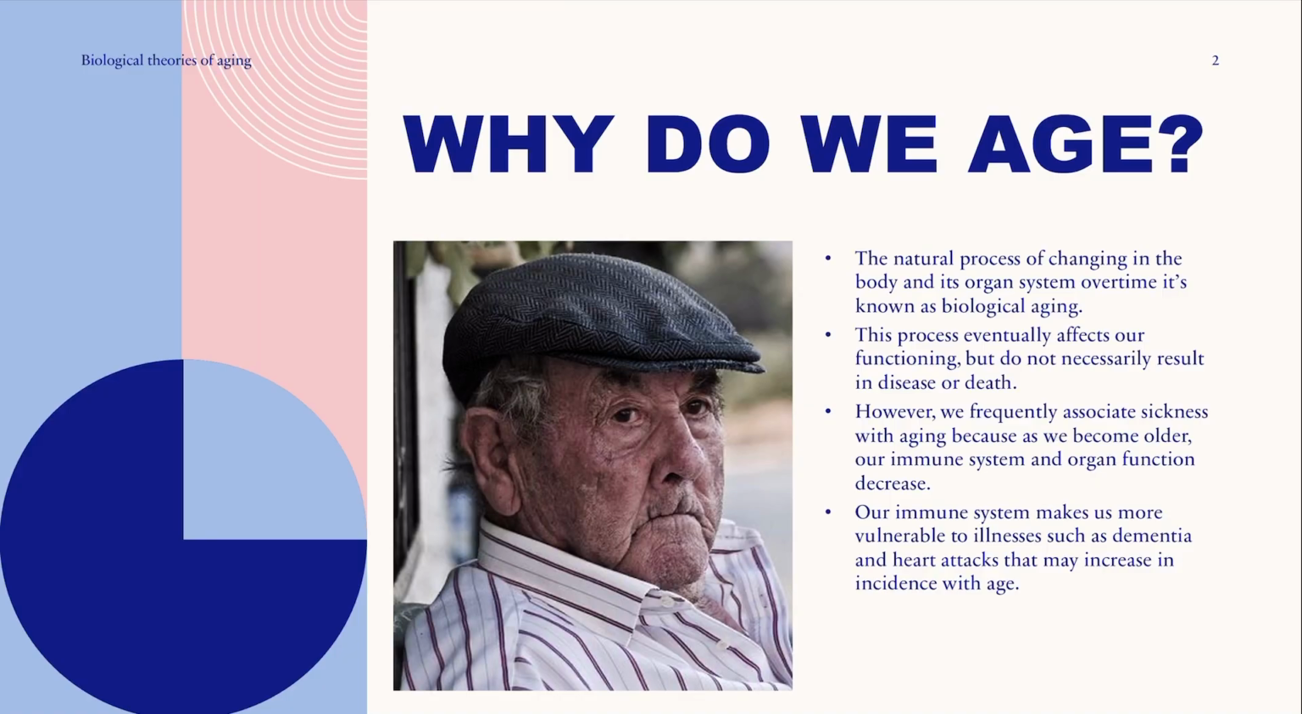Why do we age? The natural process of changing in the body and its organ system over time is known as biological aging. This process eventually affects our functioning but does not necessarily result in disease or death. However, we frequently associate sickness with aging because as we become older, our immune system and organ function decrease. Our immune system makes us more vulnerable to illnesses such as dementia and heart attacks that may increase in incidence with age.